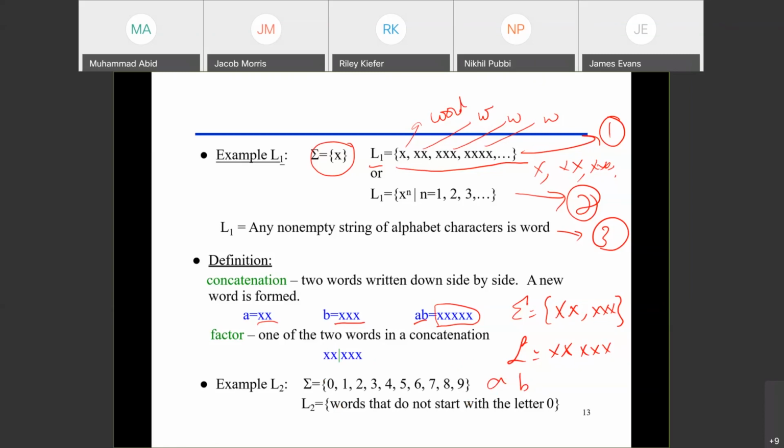So now I have this summation, and can anyone tell me how many letters I have in my summation? Someone? Riley says that in this example, XX is a letter, so I have two letters. Exactly, you are right.